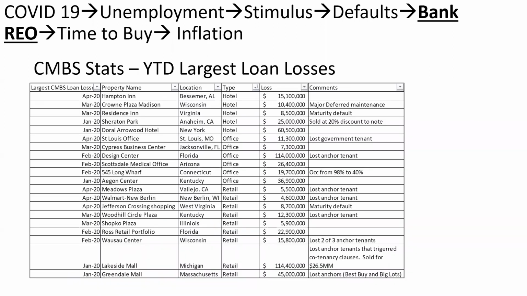And I found this really interesting: one of the data providers puts out the largest loan losses. These are deals that have already broken, right? They went into forbearance, couldn't come out, went to special servicing, and the lender had to sell these deals at a loss. I broke it down by category: hotels, office, retail. Those were the huge losses that these guys were taking. And it really came down to losing maybe one tenant or two tenants. And once you lose that anchor tenant, it just snowballs across the rest of your center.